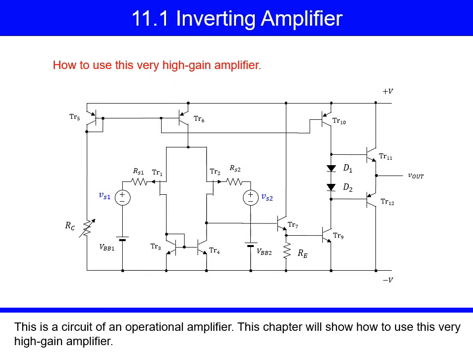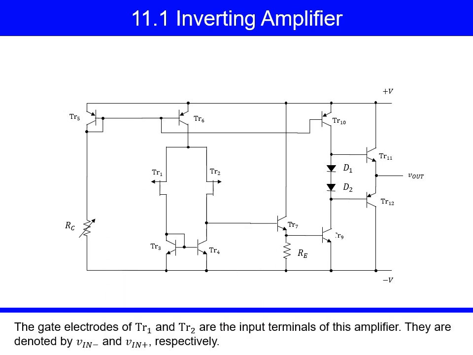This is a circuit of an operational amplifier. This chapter will show how to use this very high-gain amplifier. The gate electrodes of TR1 and TR2 are the input terminals of this amplifier. They are denoted by Vin- and Vin+ respectively.